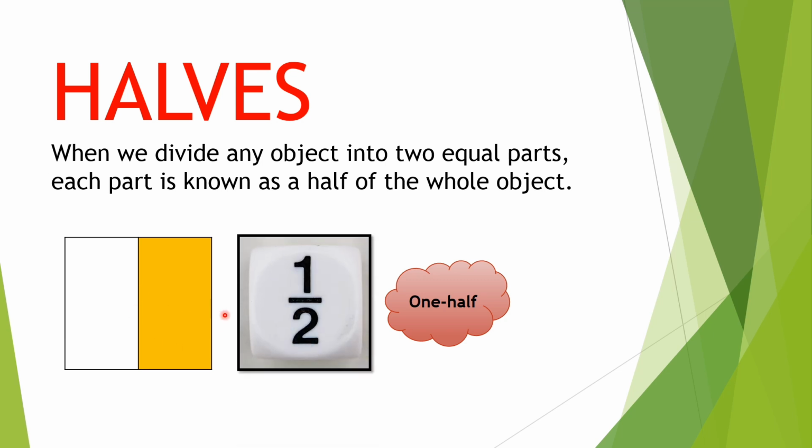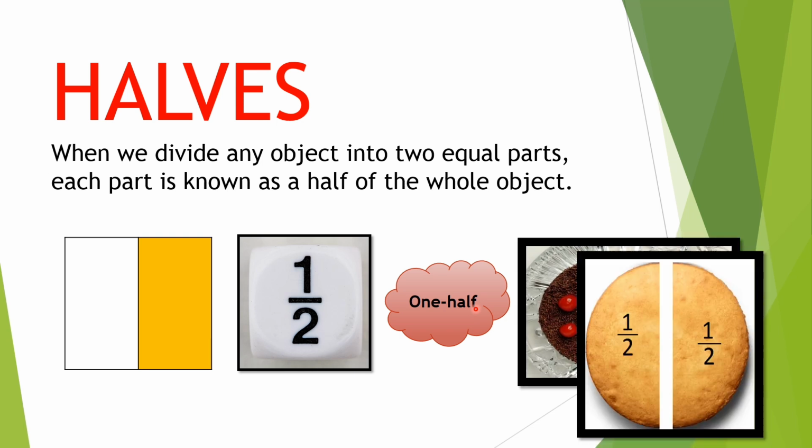And how do we write half? 1 by 2. We read it like this, 1 by 2, or we read it as 1 half. We write it with a hyphen between the 2 words, one-half. Or we can say a half. We just read it now as a half.